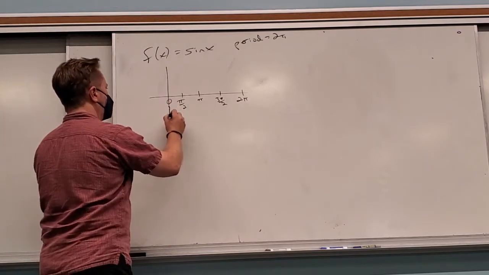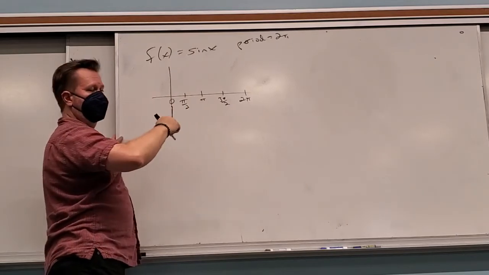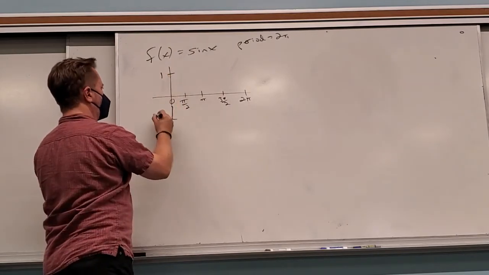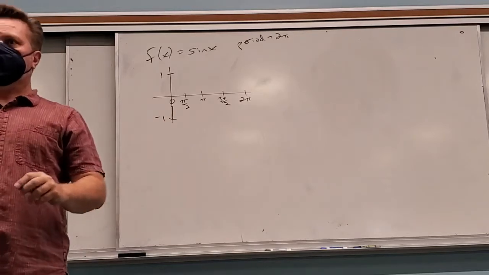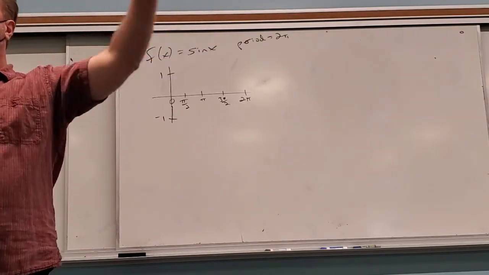So remind me a couple things. Sine can only go up to what and down to what? 1 and negative 1, which makes sense because it comes from a unit circle where the radius is 1, so it can't go outside the circle. So it can only go between 1 and negative 1.